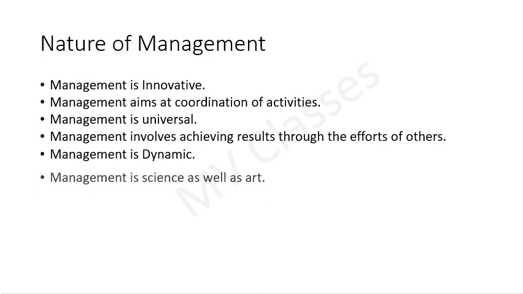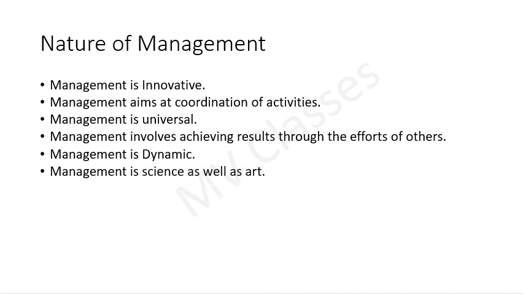The next one is that management is a science as well as an art. How can we say that it is both science and art? It is considered a science because it has an organized body of knowledge which contains certain universal truths. It can be called an art because it requires handling challenges and managing activities, and managers have to be creative and innovative. They have to manage people, so it is considered an art.